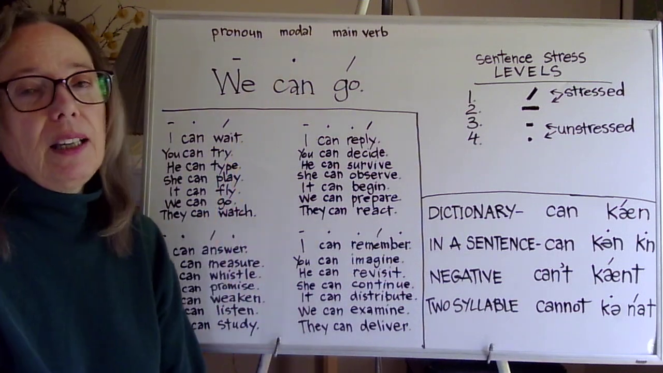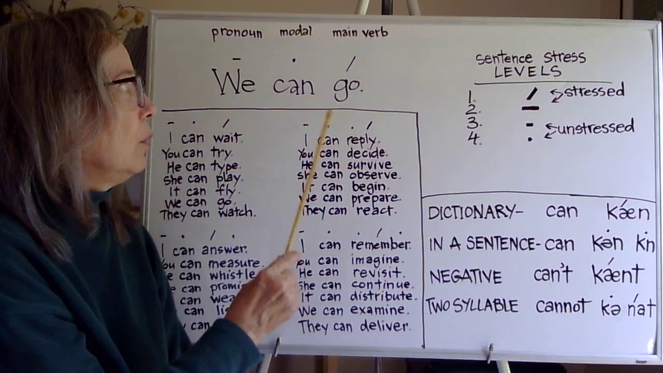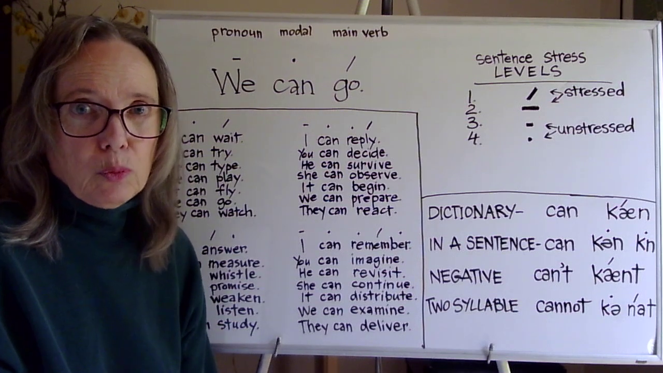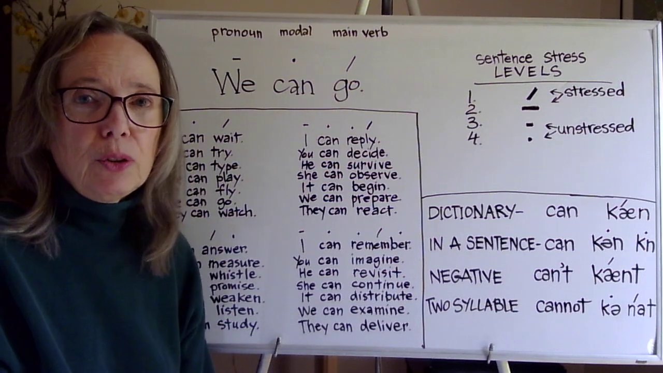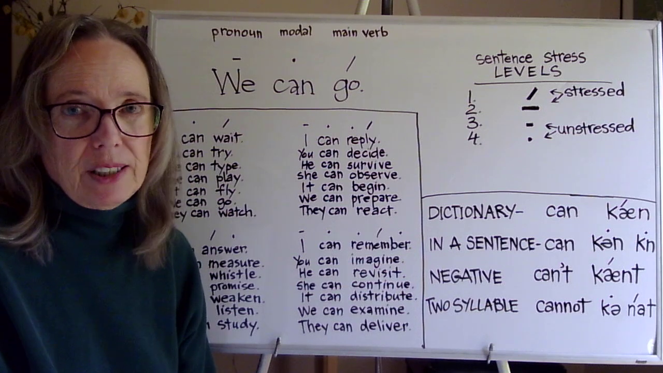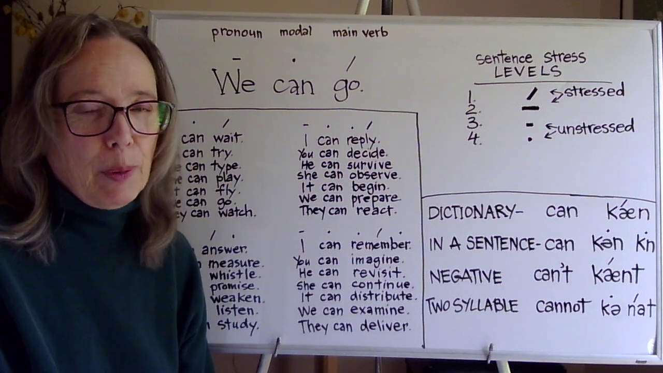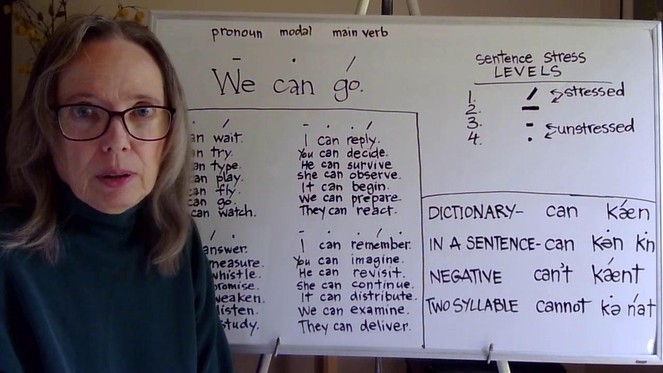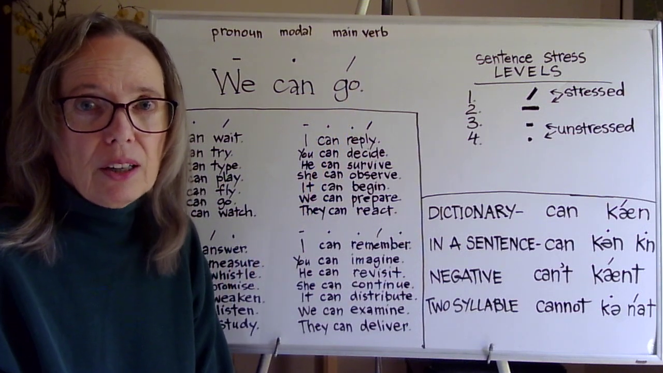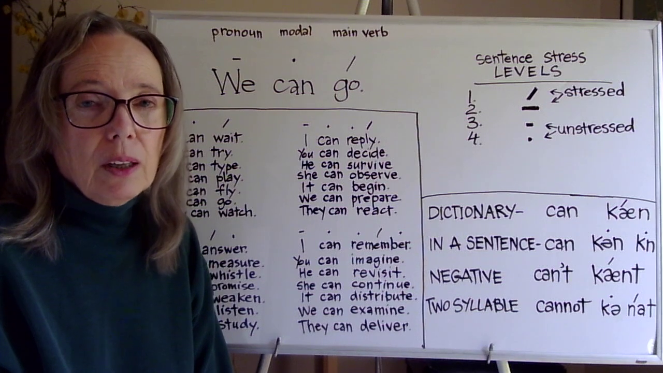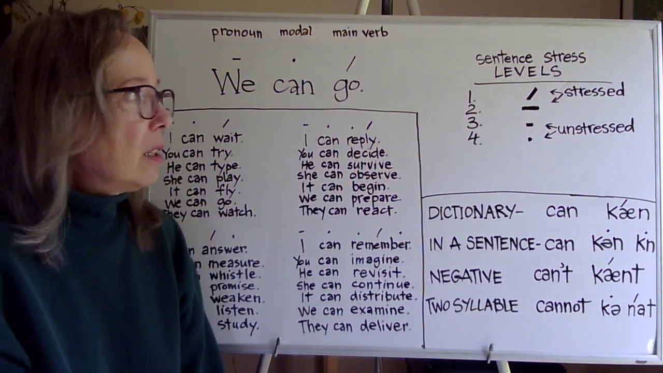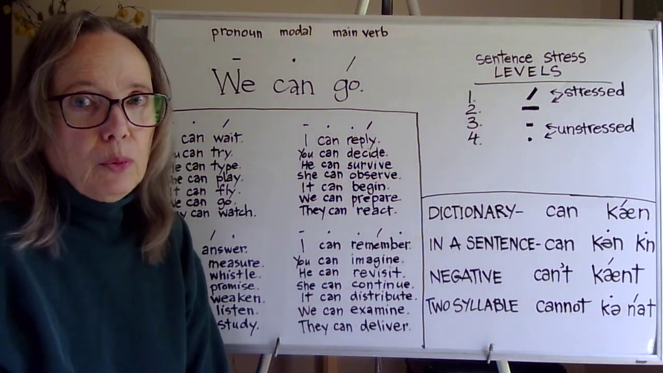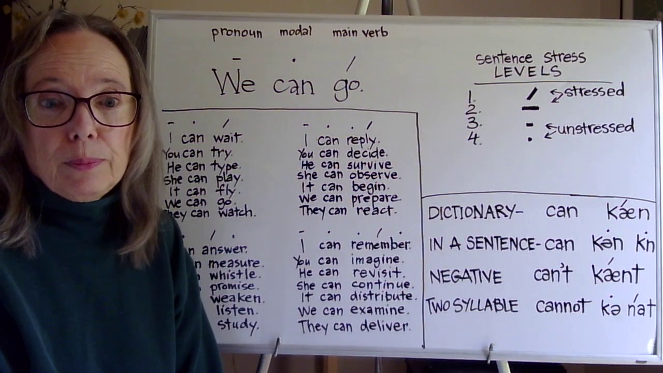Okay, so you can see that in this pattern, using the word can, this is going to be the weakest word. And if you use other modals, it will be similar. But can is especially weak. Then we have the main verb, and verbs are stressed. So go has the strongest stress. We can go. We can go.